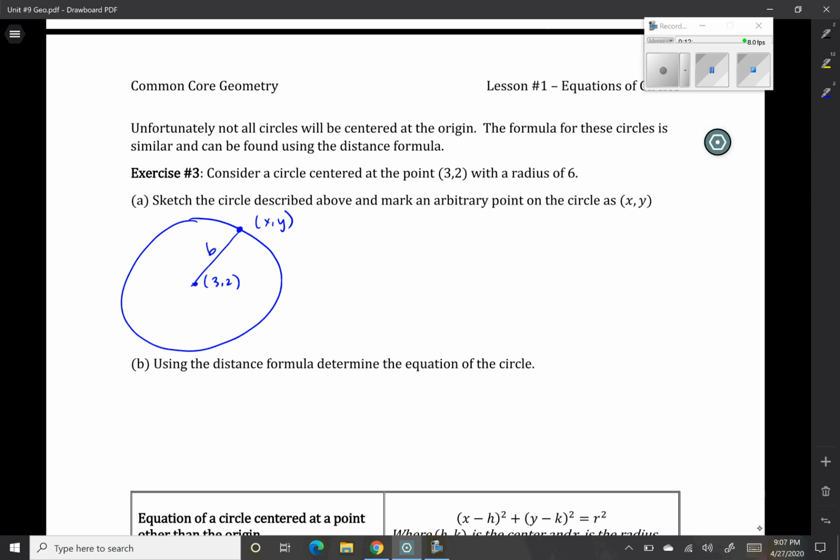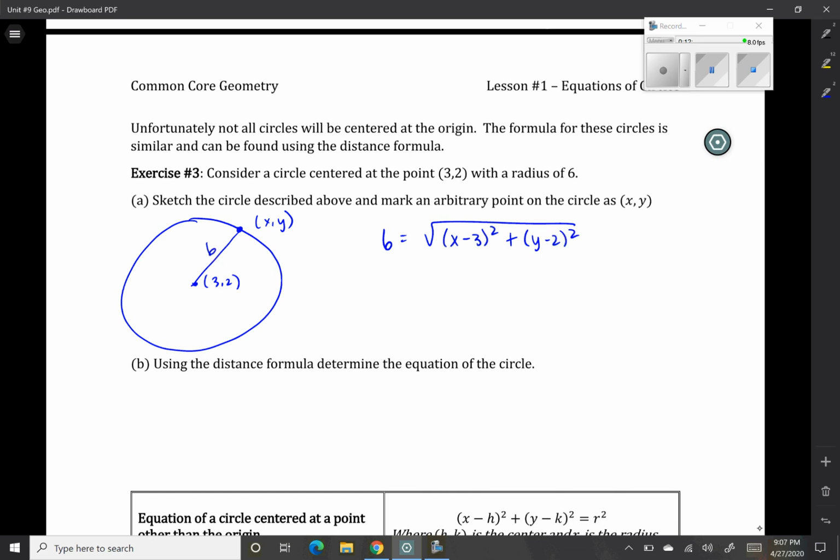Now we have a formula for distance. The distance is equal to the difference of the x value squared plus the difference of the y value squared, all underneath a square root. So I can determine the value of xy. So if I do that, I can take this equation and say, all right, the distance, 6, is equal to the square root of the difference of the x values, x minus 3 squared, and the difference of the y values, y minus 2 squared.